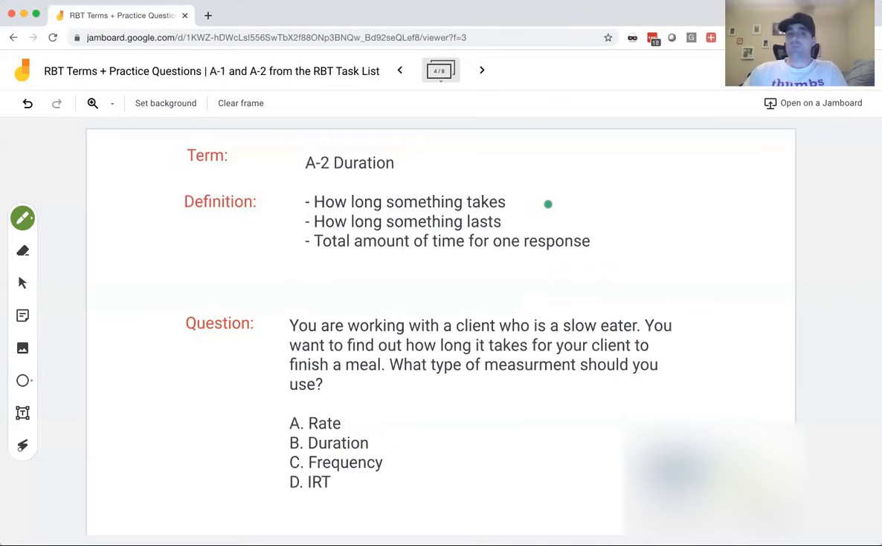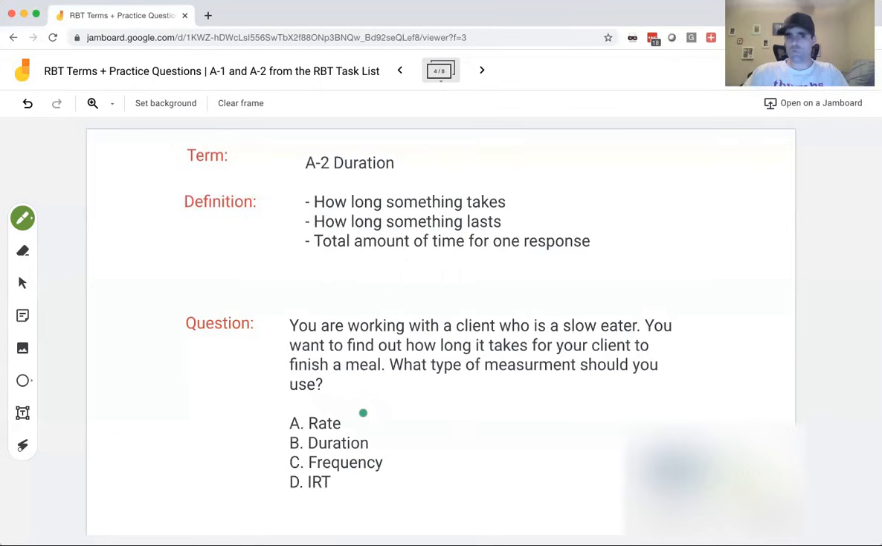A2, duration. How long something takes, how long something lasts, the total amount of time for one response. So duration is a measurement of time, a measurement of total time. So the question: you are working with a client who is a slow eater. You want to find out how long it takes your client to finish a meal. What type of measurement should you use?